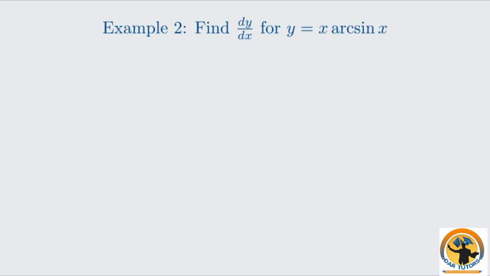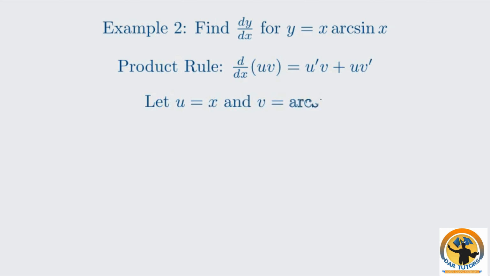Now let's look at a more complex example that combines the product rule with the chain rule. Let's find the derivative of y equals x times arcsin of x. Notice that this function is a product of two functions, x and arcsin of x. Therefore, we must use the product rule. The product rule states that the derivative of u times v is u prime v plus u v prime. Let's define our u and v. Let u equal x and v equal arcsin of x.